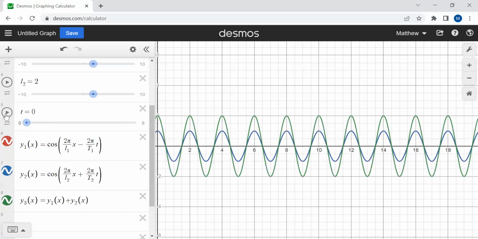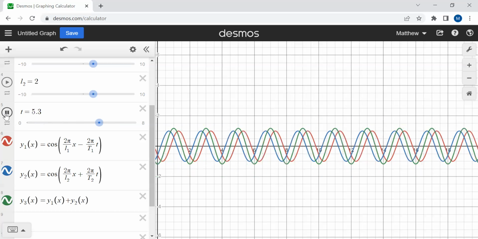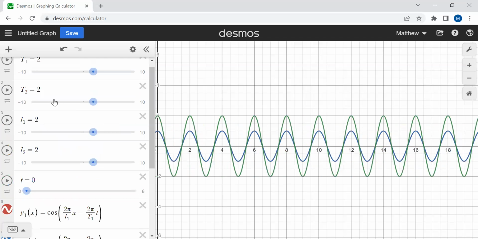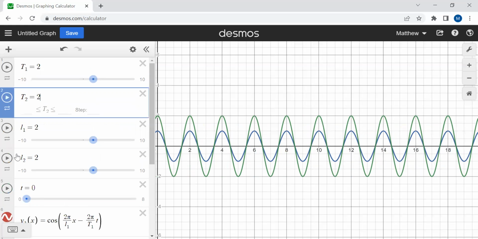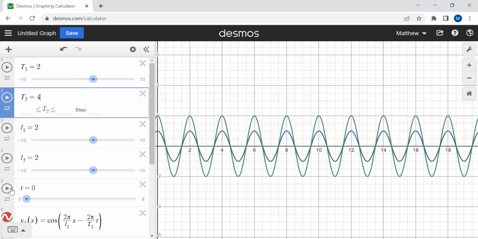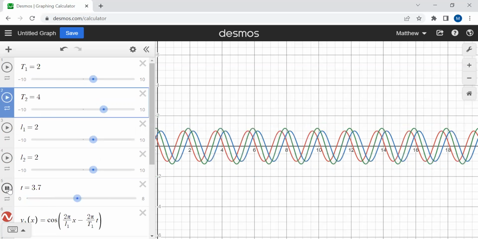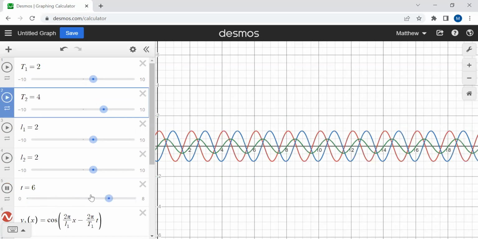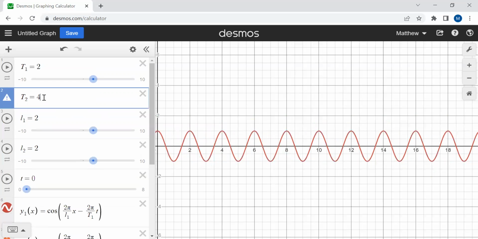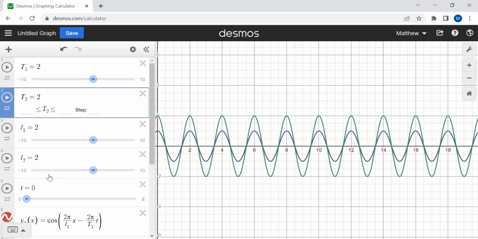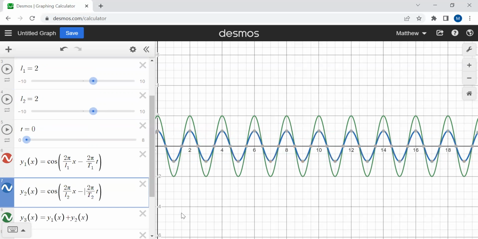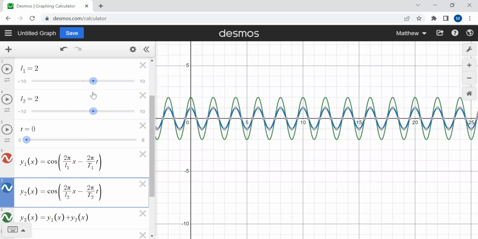Right? And so if we play this, we can see it oscillates back and forth. Now, if the periods of the waves are different, let's say wave 2 has a period of 4 seconds instead of 2 seconds, you'll see it'll look a little bit different. Waves can travel in the same direction and also interfere, as long as they have a different period.